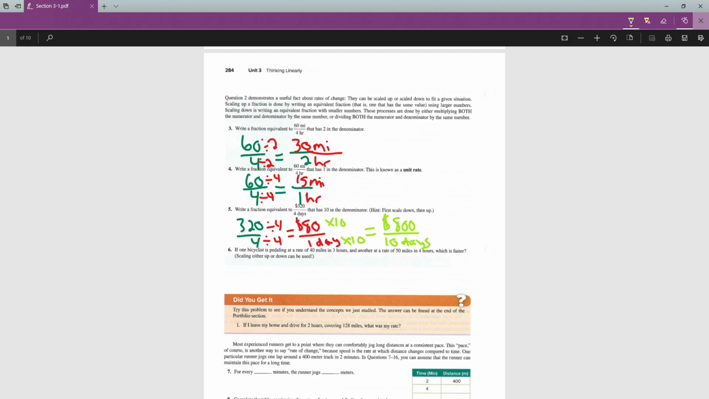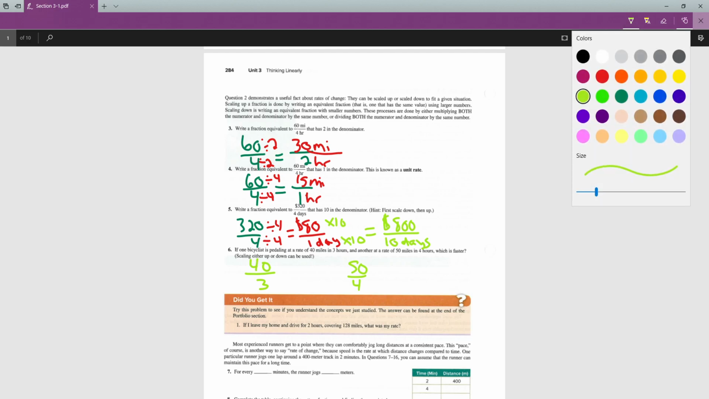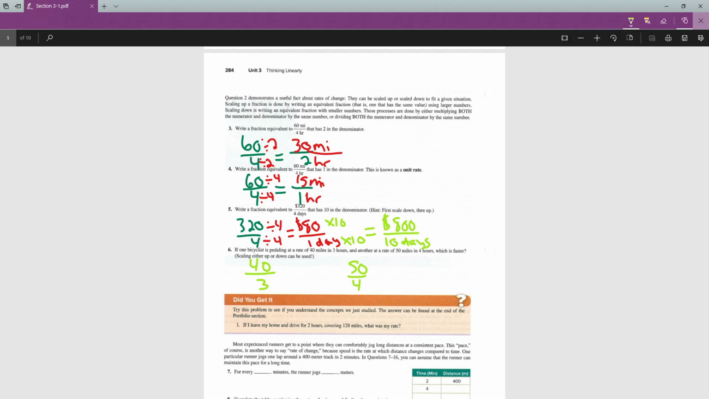We have one more like that. This one asks us to take 40 miles in 3 hours and compare it to another rate of 50 miles in 4 hours. There are several ways you can compare these. You could turn them both into unit rates, which means we have a 1 on the bottom, and compare them that way. That's the scaling down.